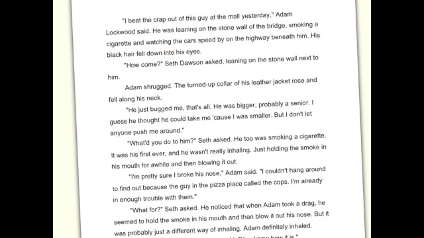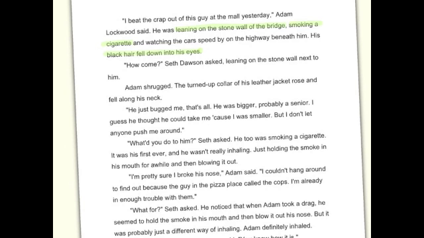I mean, right there, we're learning so much about him. Just from this part, we know where they are, leaning on the stone wall of the bridge. We know what they're doing, smoking cigarettes. And we even know that Adam has black hair that fell down into his eyes. He's using the conversation as a way of giving us more information. And we know Seth is right next to him.